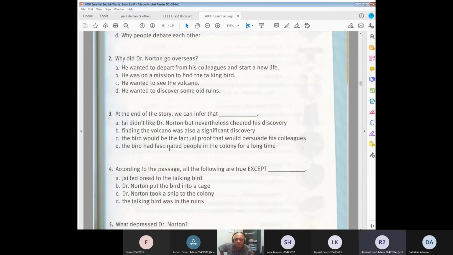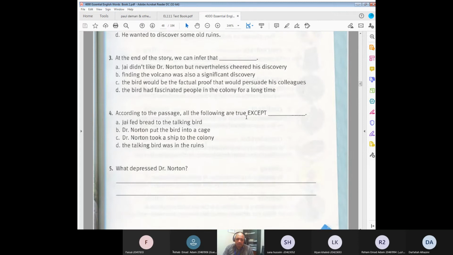I think it's D, but I'm not sure. Go ahead. Can you read it? He wanted to discover some old ruins. No, absolutely not. What do you think? Anybody else? I think it's B. Yeah, he was on a mission to find the talking bird. So mission, he means a job. He has a task, and his task was to find the talking bird, right? This is what he wanted to do, and this is what he accomplished eventually.